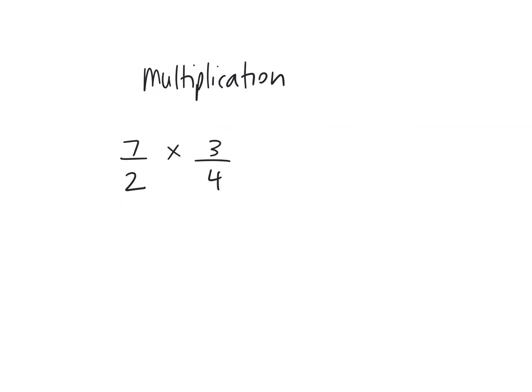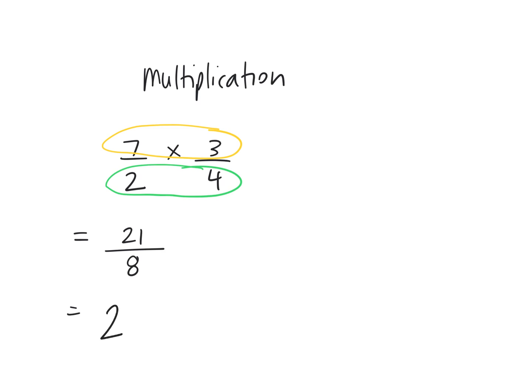Does anyone remember how to multiply fractions? It's straightforward. You multiply the numerator times the numerator. What's 7 times 3? 21. And then you multiply the denominator times the denominator. 2 times 4 is? That's it. Put that in lowest terms though. Okay, simplify it, turn it into a mixed number. How many times does 8 go into 21? Twice, good. 8 times 2 is 16. How many more to get to 21? 5 over 8.